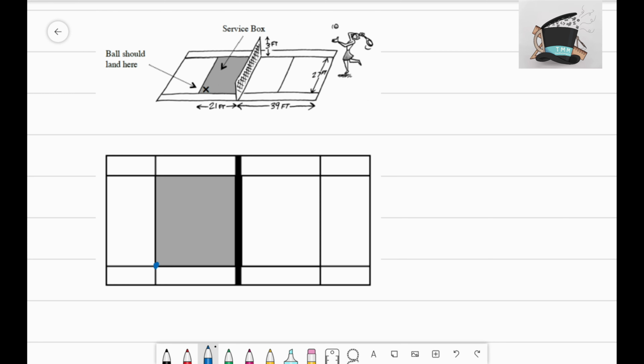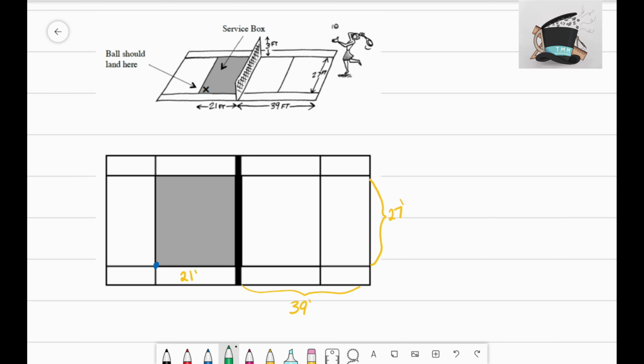Now 69A says to label all the distances that we already know. Well, we already know that the distance from this dot to the net is going to be 21 feet. And we also know that the distance from this net to the edge of the playing field is 39 feet, so I'm going to go ahead and write this as 39 feet. We also know that the distance from here to there is 27 feet.